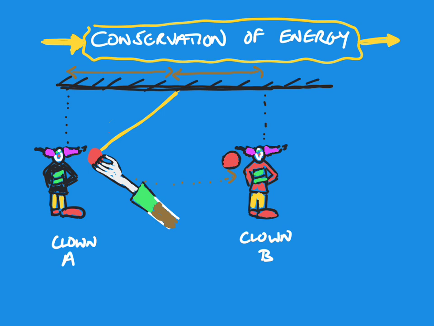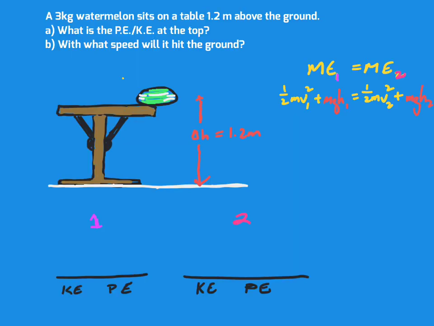So we're just going to look at a couple of worked examples of that. The first example that we're going to look at: there is a watermelon sitting on a table 1.2 meters above the ground. What is the potential energy and kinetic energy at the top, and with what speed will it hit the ground? So we're going to have to solve this using conservation of energy. Do you have to solve it using conservation of energy? No, you can use your kinematics equations to solve this, but sometimes you may be asked to use conservation of energy concepts, or it may actually be the quicker way to solve these questions.